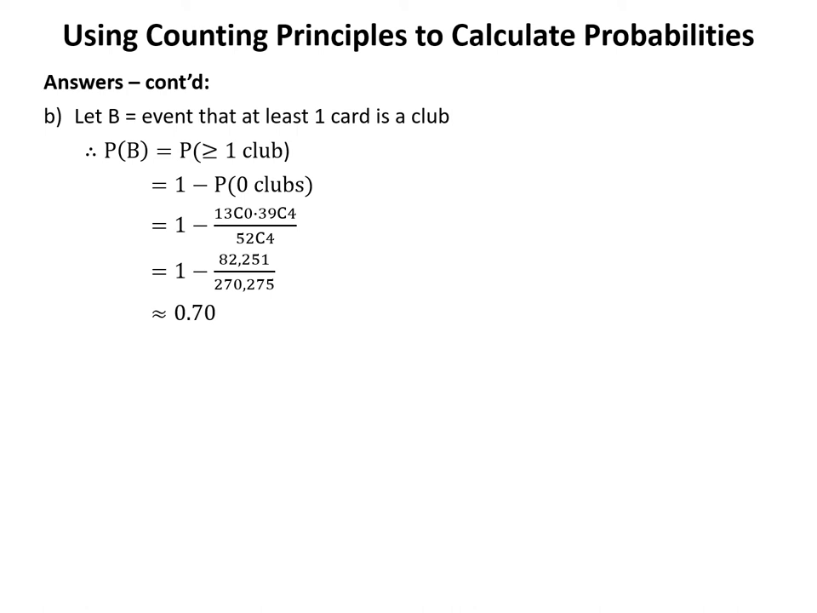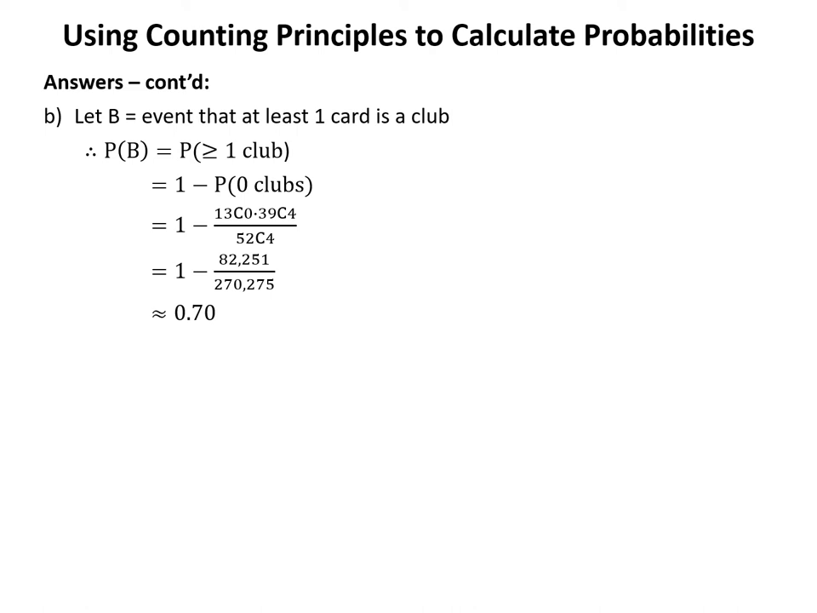So the easiest way to do that would be, as we've done before, to use this concept of the complement. So it's much quicker to just figure out the probability of getting no clubs and just subtracting that from one. And that would give us the probability of the complement of getting no clubs, which is actually the event B, which is the event of getting at least one club. Now, the probability of getting zero clubs is done as follows. The denominator is the same. It's the 52 choose 4.